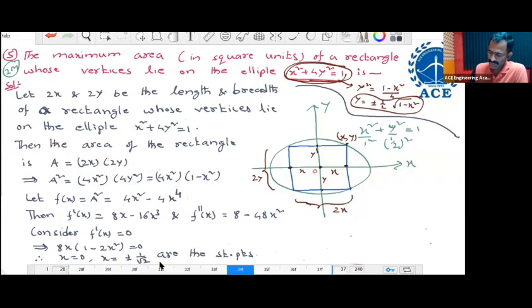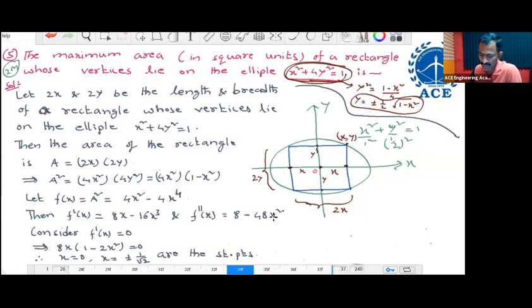At that point, f double dash of x is negative or positive, check it. When you substitute plus 1 by root 2 here in place of x, already square is there. Root gets cancelled, 1 by 2. 1 by 2 here, minus 24. Minus 24 plus 8, negative. So it is less than 0 means maximum only. So 1 by root 2 is the point of maximum.